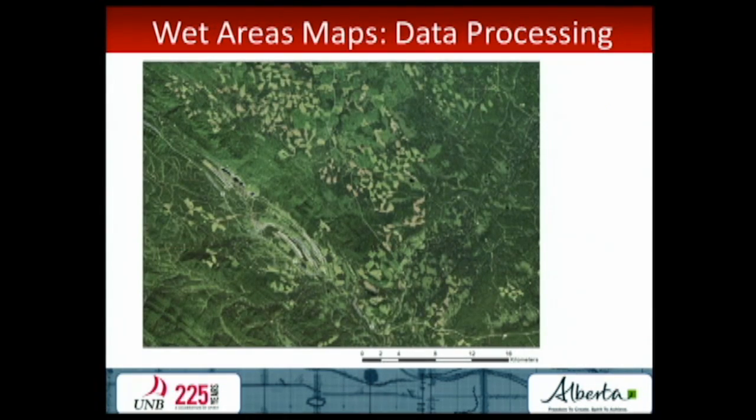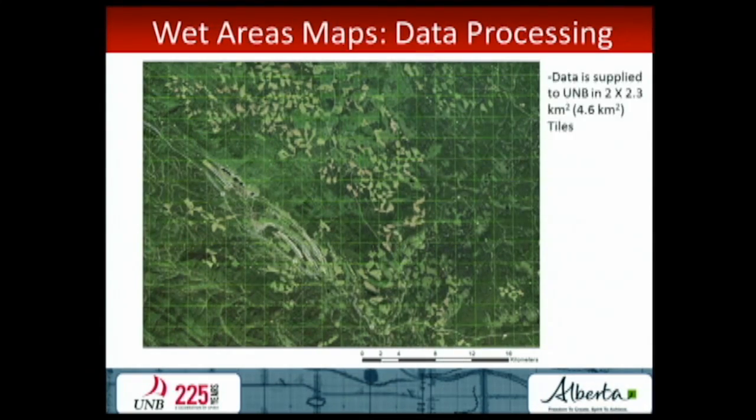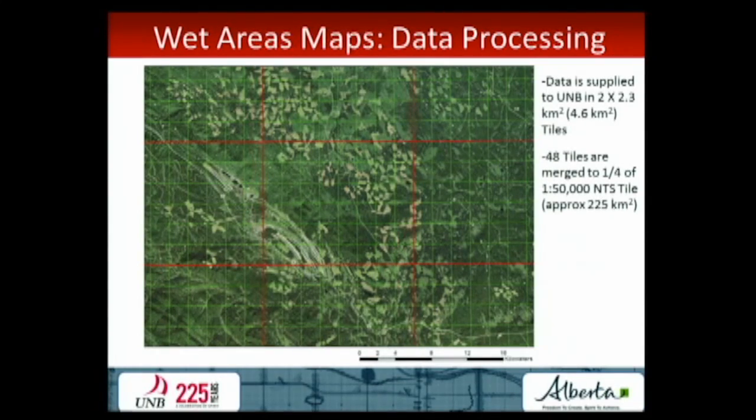Now we're just going to show a little bit of an overview of a visual geographic representation of the LiDAR data and the processing as it occurs. Data is delivered to us from the Resource Information Management branch of ESRD as small subtiles. They're roughly 2 by 2.3 kilometers. Now of these, we merge 48 of these subtiles into quadrants or quarters of a 1 to 50,000 NTS tile sheet. So each of the processing units at which we deliver the wet areas mapping data are roughly 225 square kilometers.